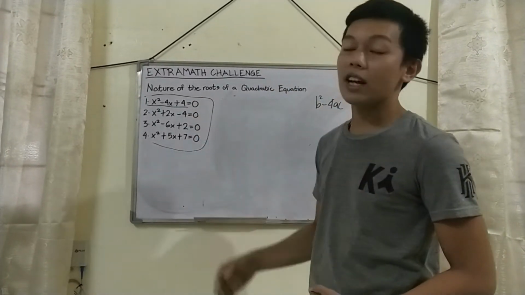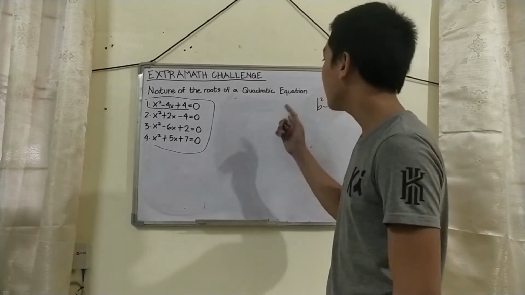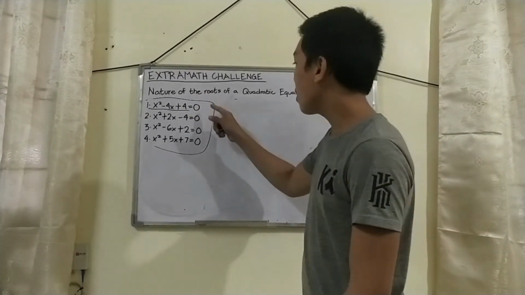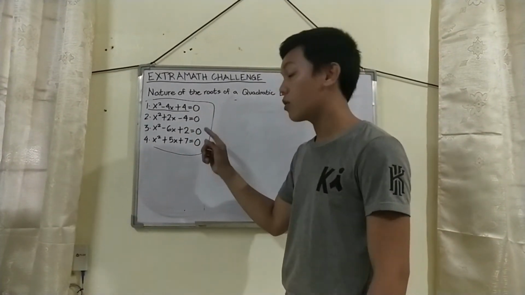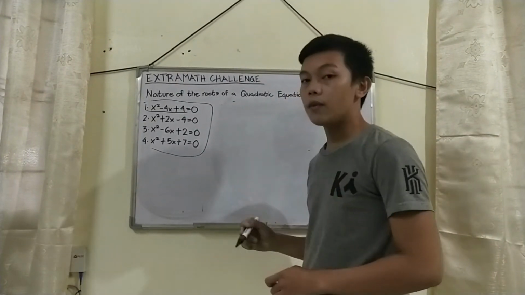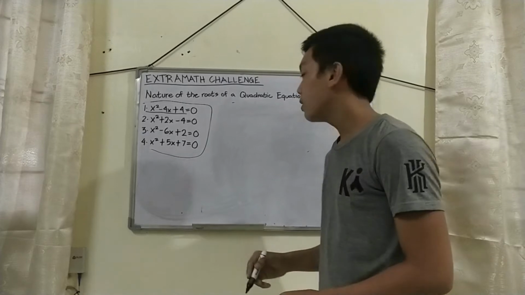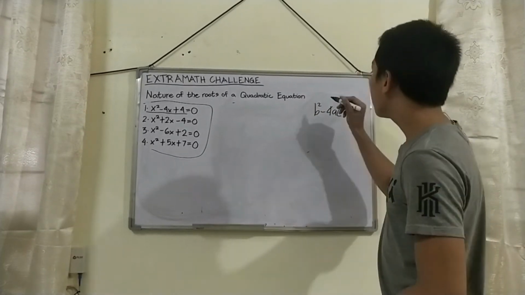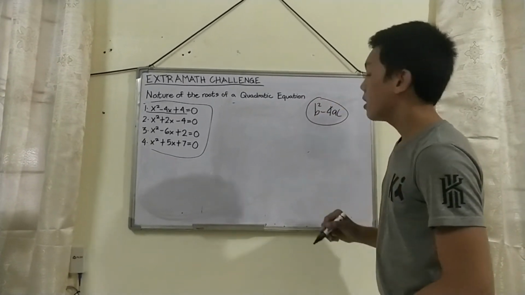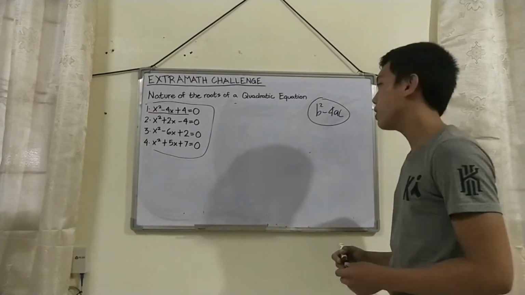Our Extra Math Challenge for today is all about the nature of the roots of a quadratic equation. These are examples of quadratic equations. We're going to identify the discriminant and the nature of the roots. To solve for the discriminant, we have to use this formula, b squared minus 4ac.